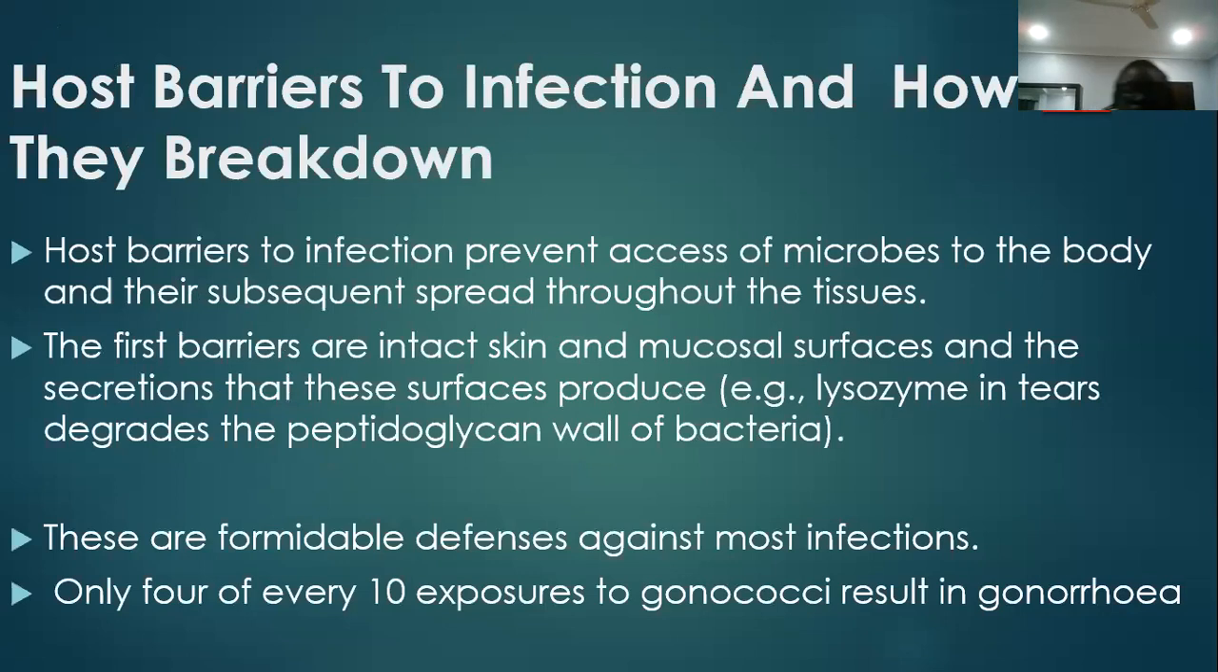So we'll look at some of the host barriers that help us to keep out infection. These are the barriers at the various entry points in the body. So we have the skin, the mucous membranes, and then the respiratory tract, the genitourinary tract, and the gastrointestinal tract. These are the places that microorganisms can enter into the body. They are like the gates at which microorganisms can enter.